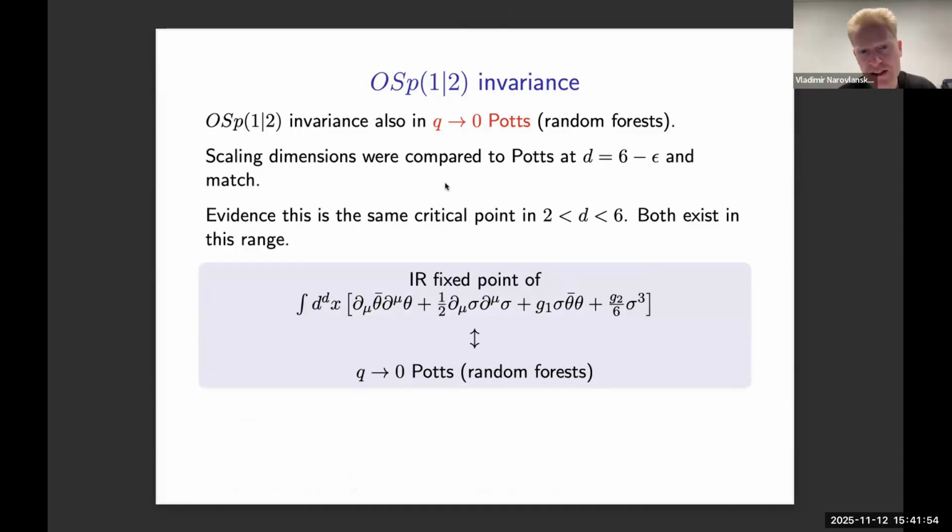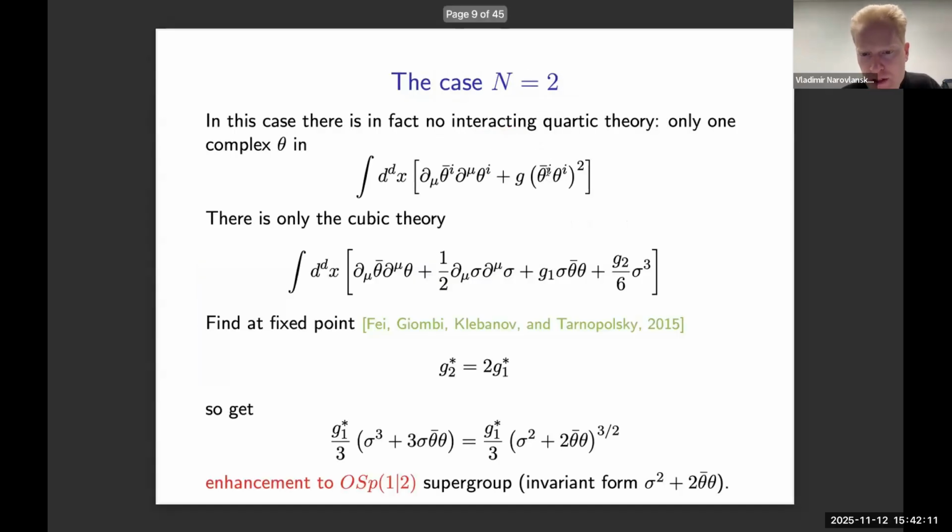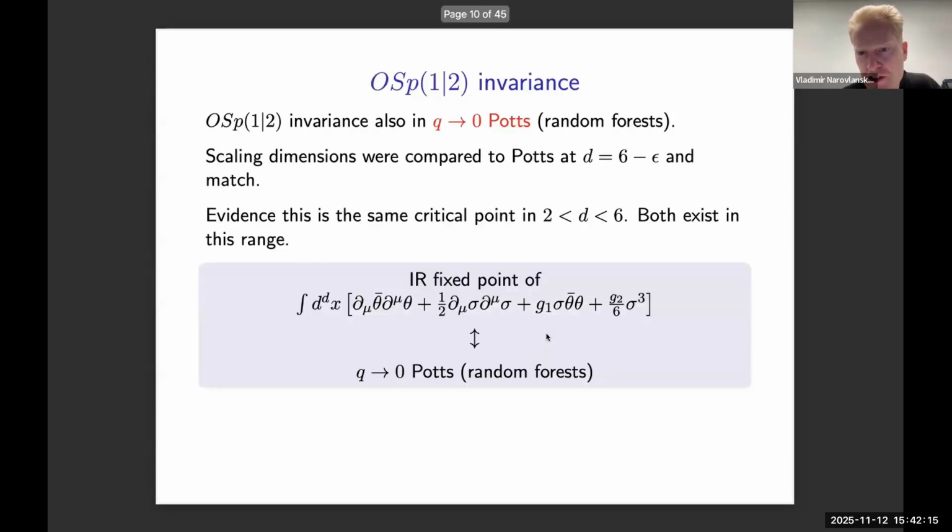Okay, good. So indeed, this is exactly the system that I mentioned at the beginning, which is basically the OSP 1-2 invariance, which is also known to be described by the Q goes to 0 limit of the Potts model or random forests. And this was checked. In this paper that I mentioned, they checked that when you do the 6 minus epsilon expansion, you get the scaling dimensions to agree with Q goes to 0 Potts or random forests. So this gives evidence that this theory, exactly this action, this is a Euclidean action with 1 bosonic and 1 complex fermion, gives in the IR a fixed point, which is the Q goes to 0 Potts or random forests. Okay, so this is a pretty nice check.